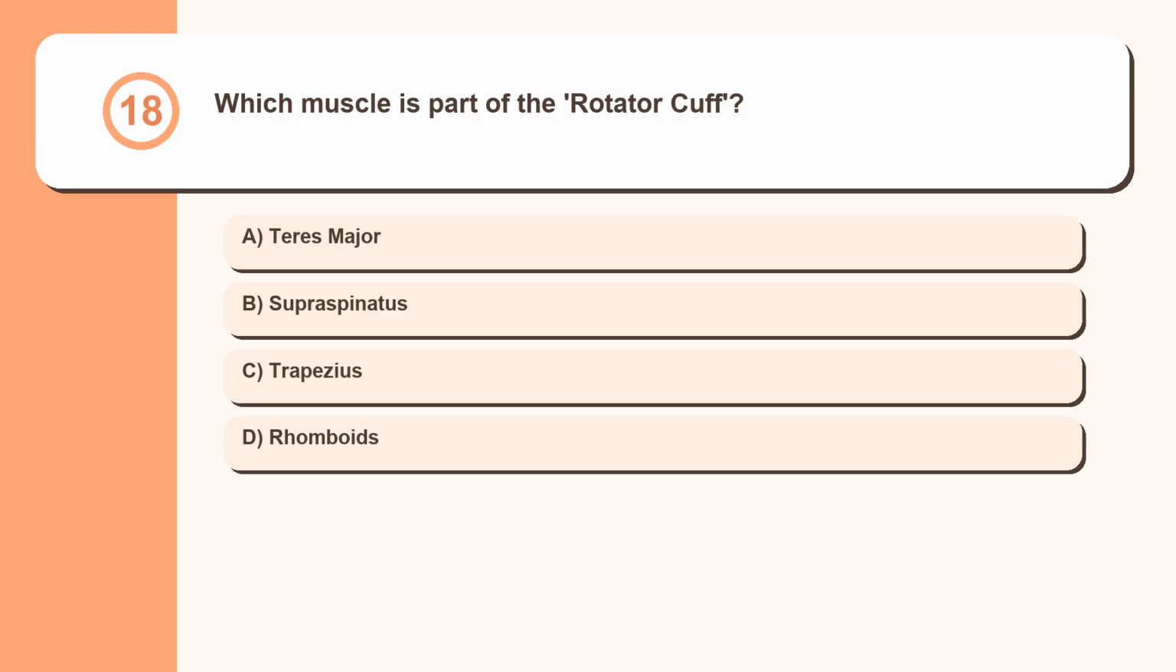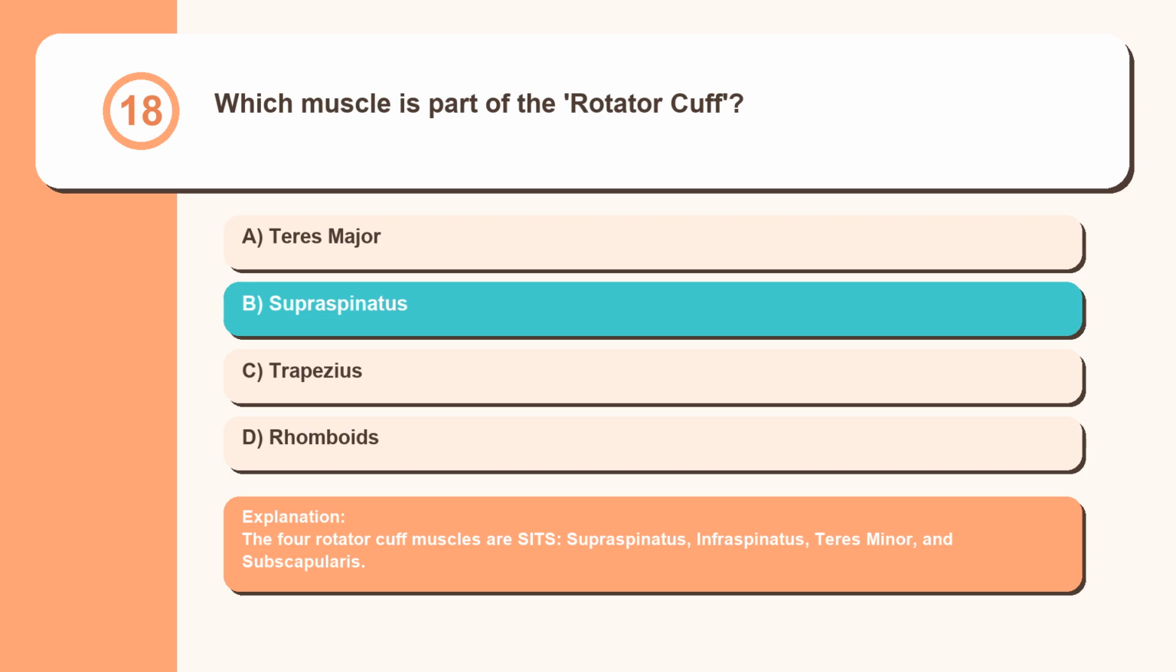Question 18. Which muscle is part of the rotator cuff? Teres major, supraspinatus, trapezius, rhomboids. The four rotator cuff muscles are the SITS muscles: supraspinatus, infraspinatus, teres minor, and subscapularis.